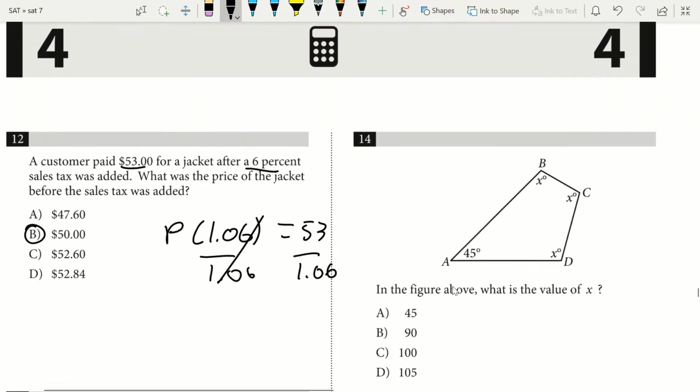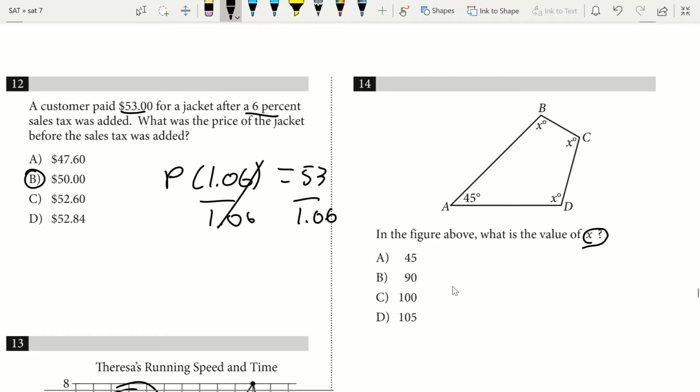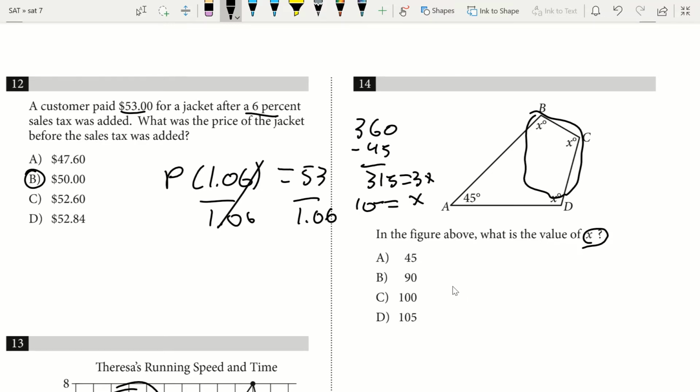All right, question 14. In the figure above, what's the value of x? Well, I've got a quadrilateral. I know the interior angles will add to 360. I've got 3 x's here, so I can call that 3x. So 360 will equal 45 plus 3x. I'm going to subtract 45 from each side. When I do that, I get 315 equals 3x. I divide each side by 3, and I get x equals 105, so my answer is going to be D, 105.